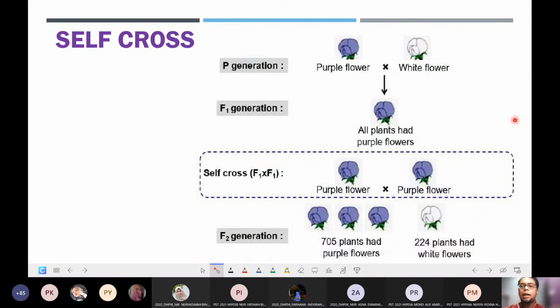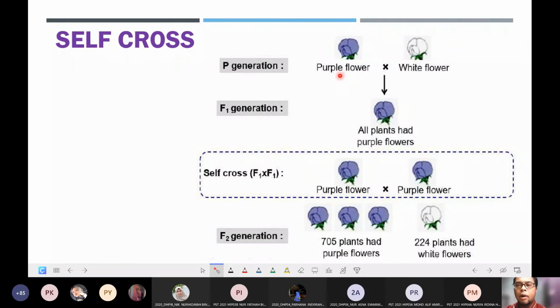Okay, in a genetic study, usually we will do a crossing, kacukkan. We will do a crossing between two individuals that is considered as the parental generation. The parent individuals will be part of the parental generation. So we can use the symbol P, okay, to refer to the parents generation.